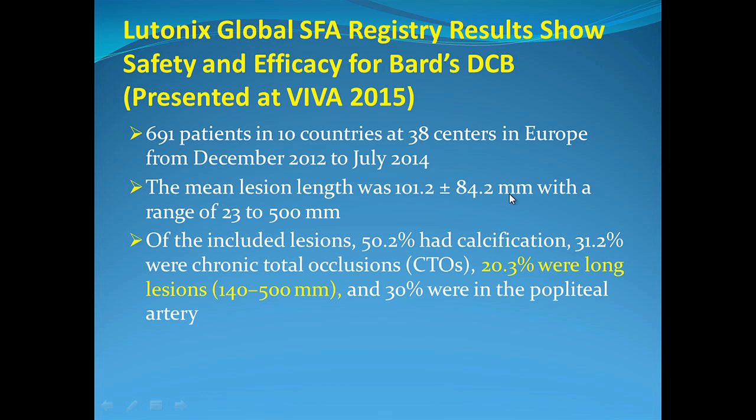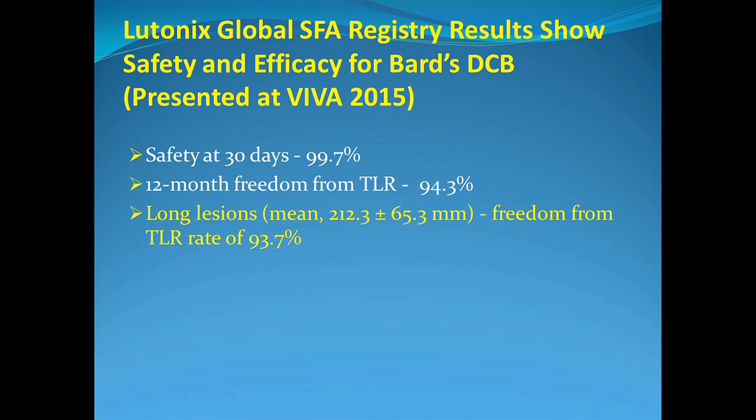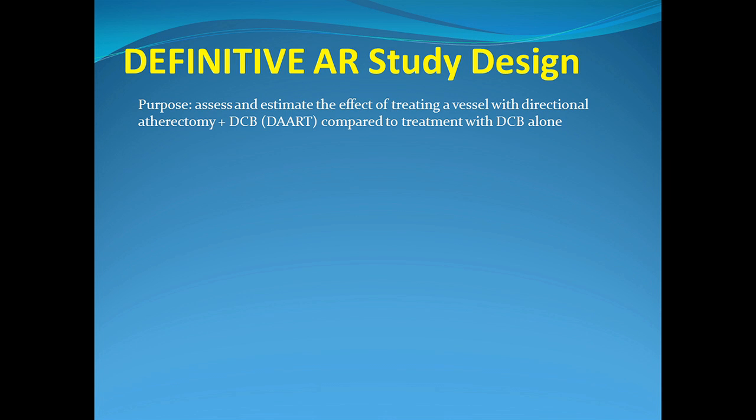The mean lesion length was 101 millimeters, and 20% were really long lesions, more than 140 to 500 millimeters. And in this study they had a 12-month outcome. In the long lesion subgroup, the mean length was 212 millimeters, and the freedom from TLR is close to 93.7%.